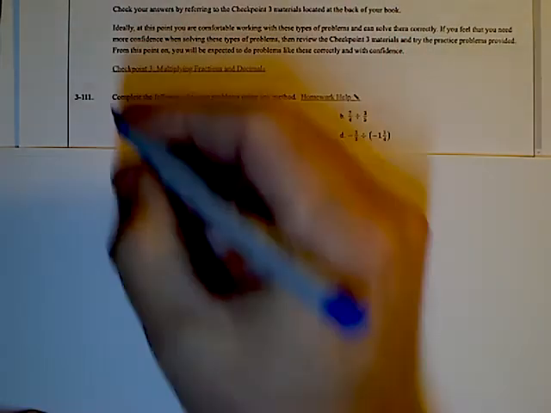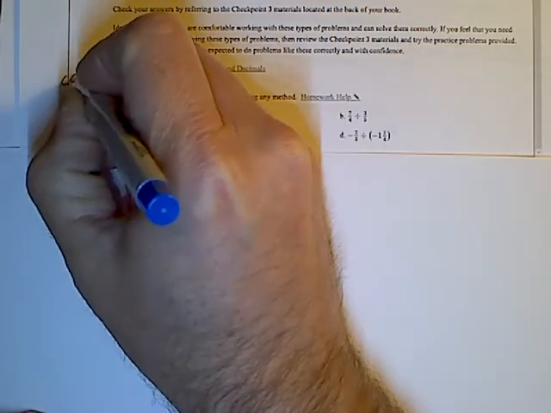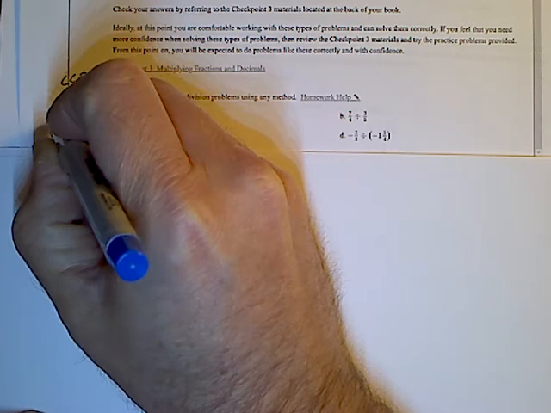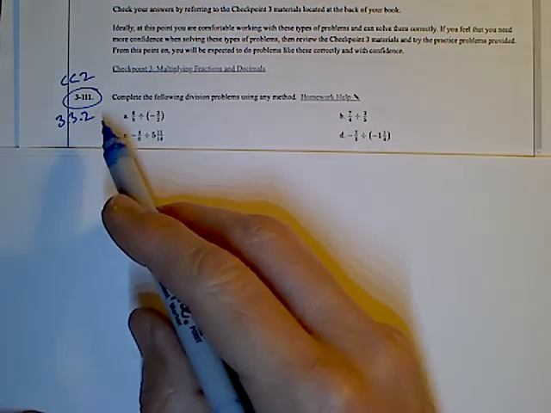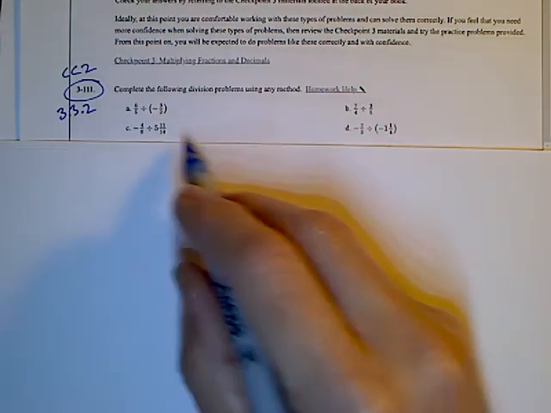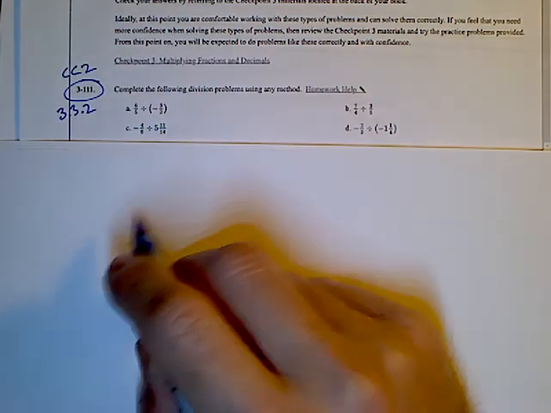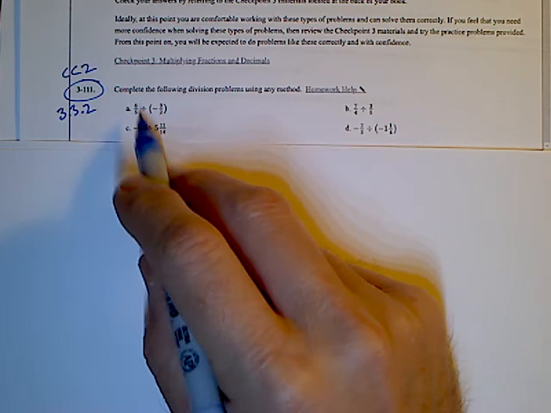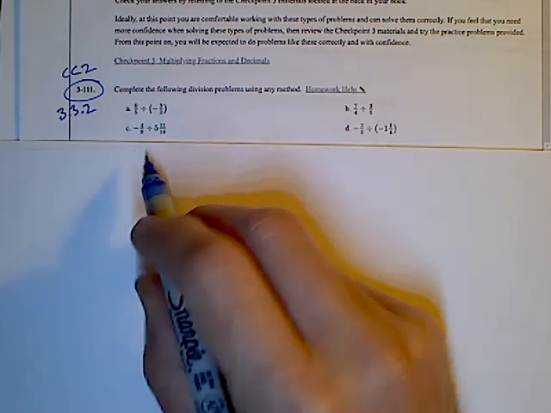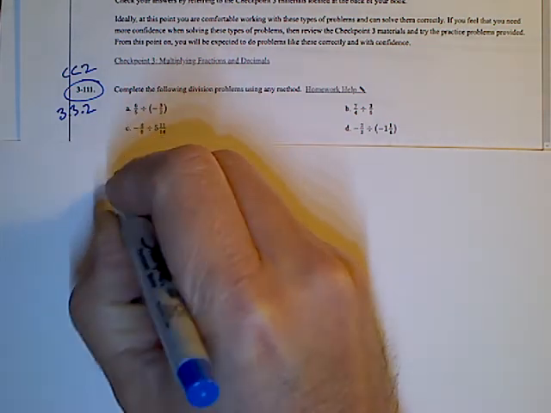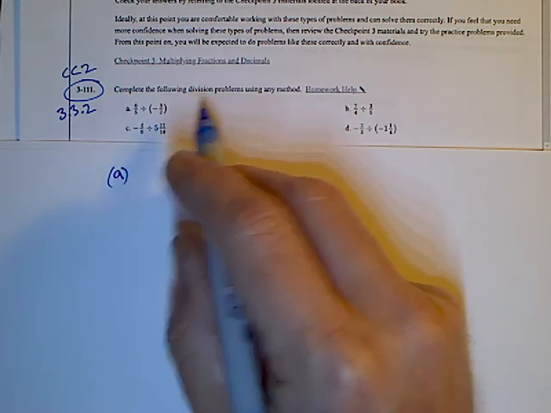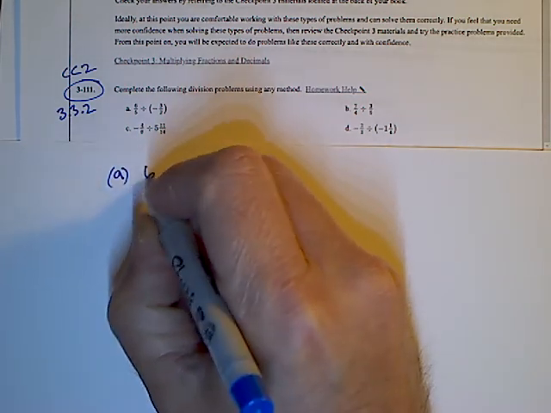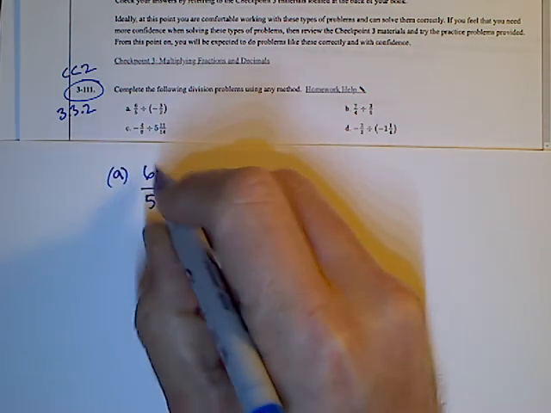We are looking at CPM CC2, section 3.3.2, specifically number 3-111. We have a few division problems, division of fractions, that we're going to work through. It asks us to complete the following division problems using any method. I'm going to use a couple of methods so that you get a good sense of each of the different methods. So first method, let me rewrite the problem.